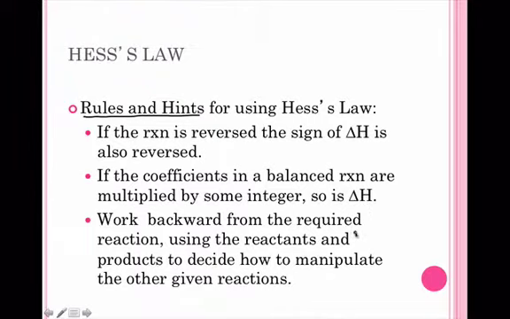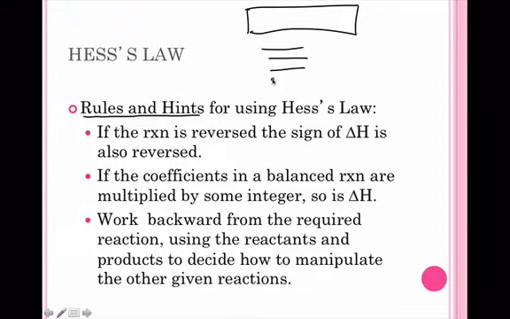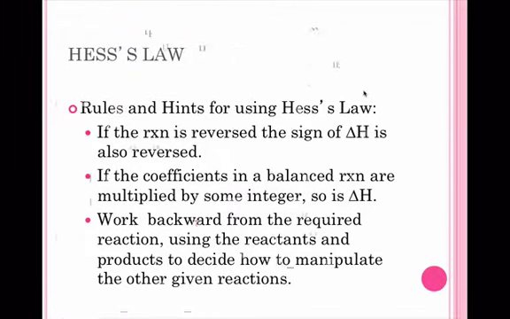You want to work backwards from the reaction that you're trying to get, and you're going to use all your individual steps, all your individual reactions to get to that target reaction. So you're going to have your target reaction, which you're trying to get, and you're going to have a list of these other individual steps along the way, and each of those are going to have their own delta H's. And what you're doing is you're trying to manipulate these to give you your overall reaction. And we'll go through an example with this.